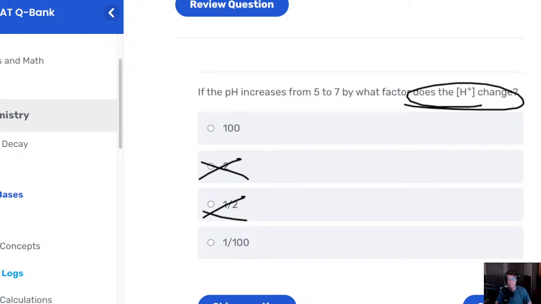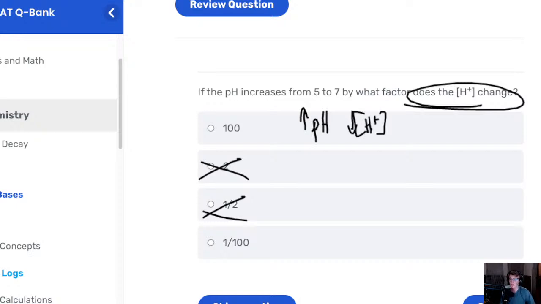And so if you have to guess on a log-based scale question and you're looking at something like this, guess the numbers that are actually multiples of 10. So we're really only dealing with either 100 or 1 over 100, and we'll talk about why these answers are correct in the first place. But let's go ahead and look at this question and see. So this is talking about what happens if the pH increases. All we really have to remember is that as the pH goes up, the H plus will drop.